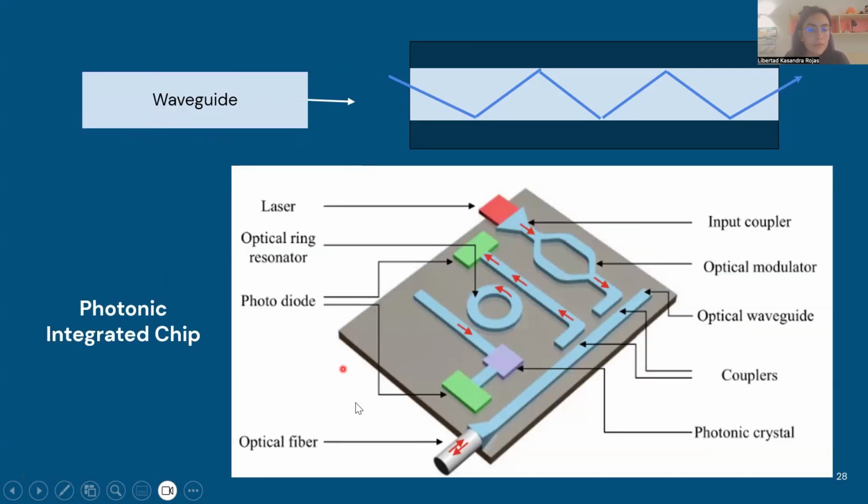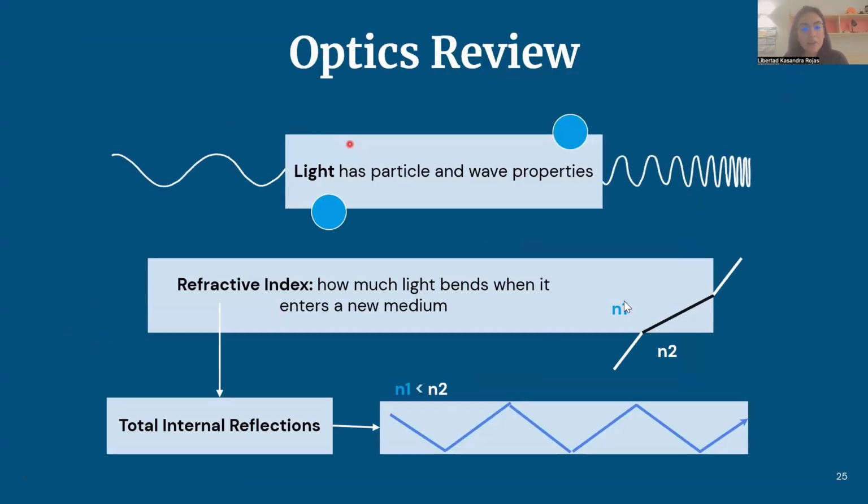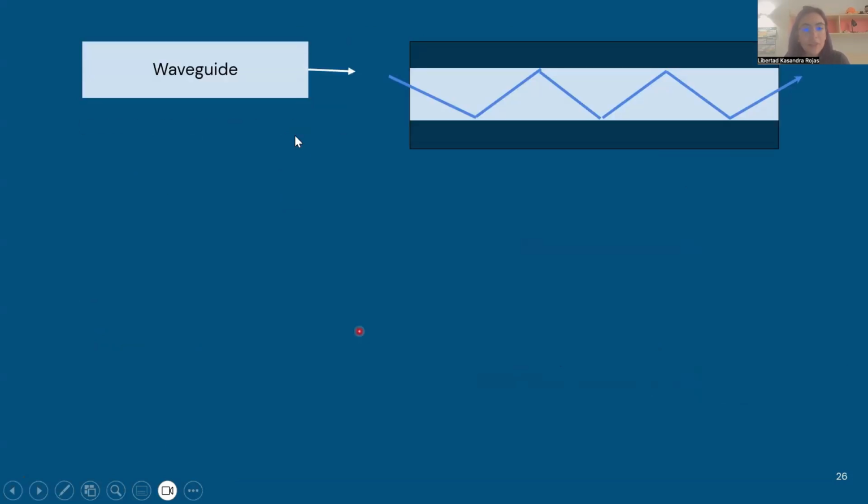We have a question in the chat. For the previous slide, what are N1 and N2 referring to? That's referring to those different types of refractive index. So N1 is the refractive index of one material, and in that case, N1 would be the inside and N2 the outside. Sorry, I switched the values here. Sorry if that was confusing. But yes, that's just referring to different values of refractive index. Hope that answers the question.